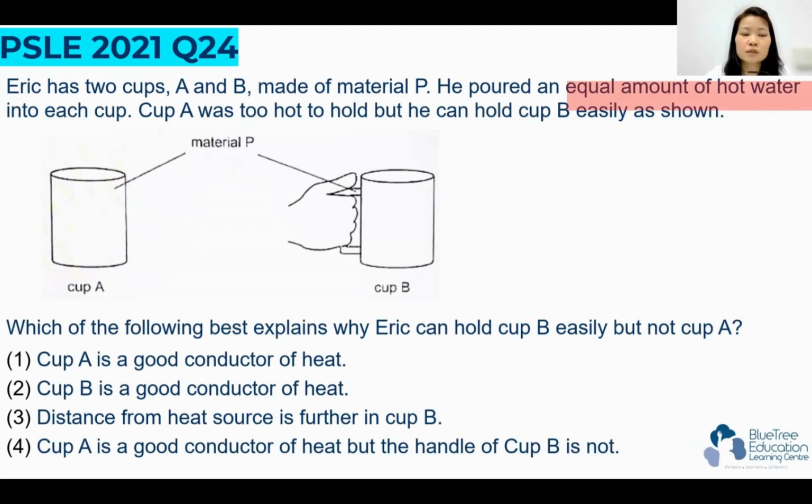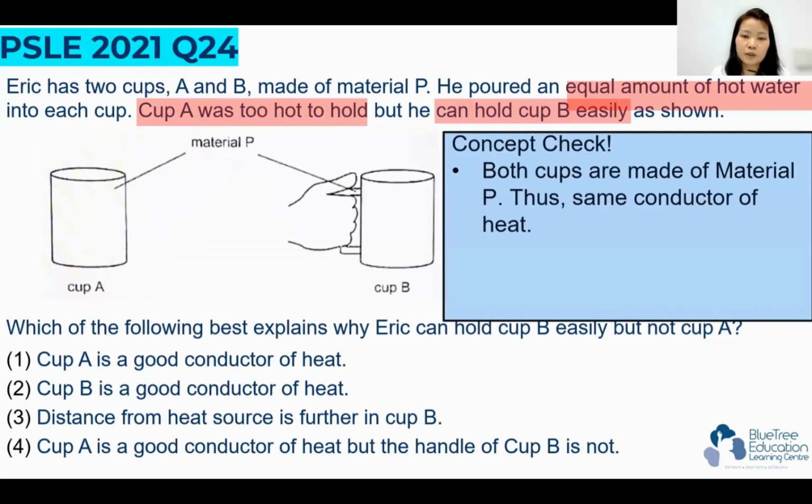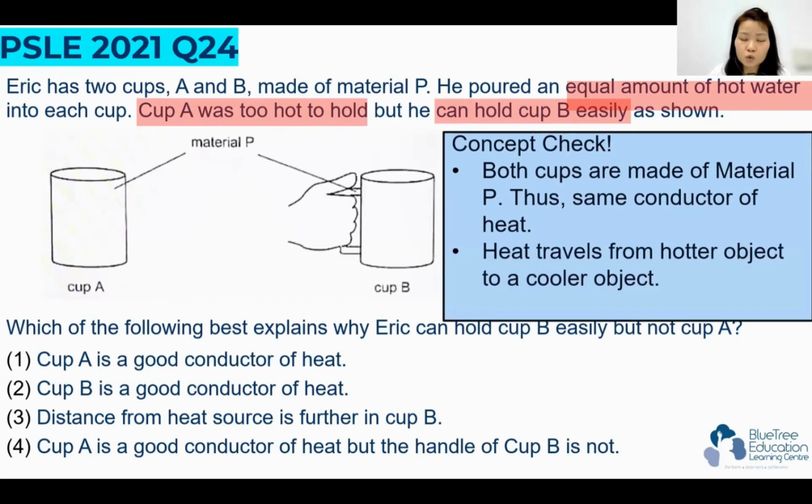Okay, now the question is, which of the following best explains why Eric can hold cup B easily but not cup A? So you see the annotated part, all these are the keywords to actually guide you to find out the answers. If you take a look at the highlighted part, now concept check. Remember, both cups are made of the same material P, so both will conduct heat the same. Also remember this, heat will traverse from a hotter region or hotter object to a cooler object.